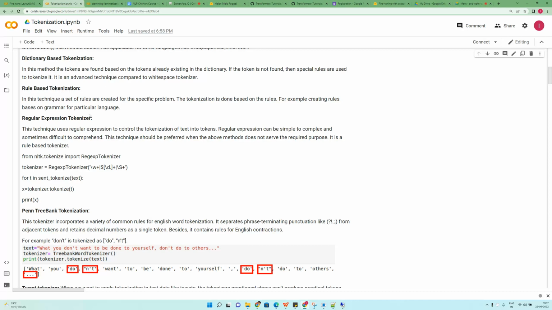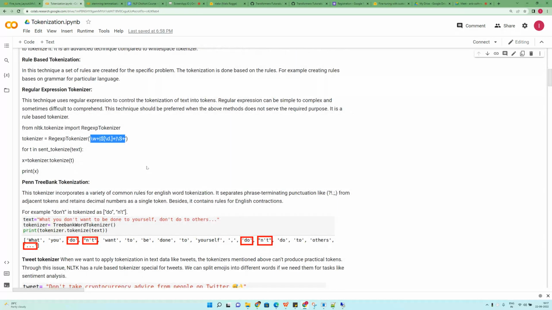Okay, so another way of doing tokenization is regular expression tokenization. It is also part of rule-based tokenization, right? So you are using some rules to divide the data. You can import the regular expression tokenizer from NLTK, and you give some regular expression that you think is necessary for your specific problem, and based on that, you divide the text. So that is another way of doing it.